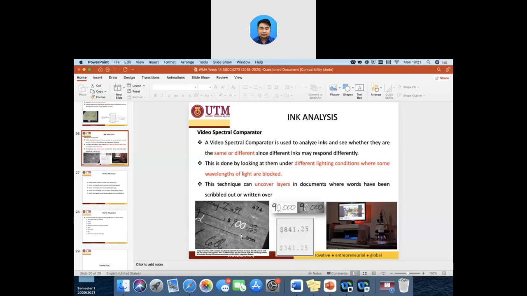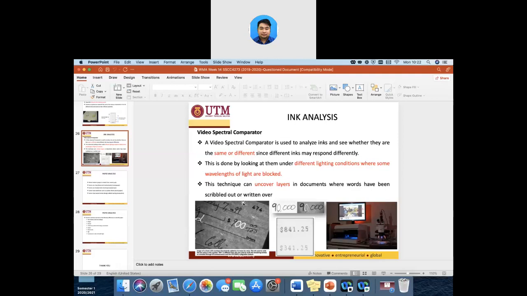Alright, under the VSC, we'll be able to look at the inks because it provides lighting conditions where the wavelength has been absorbed or not by the ink. So now we look at this, we can straight away draw a conclusion that okay, this 9 was written using a different pen from this zero. So it means that it is a forged document.